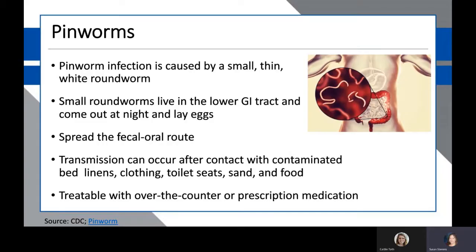Pinworms. This is an infection caused by small, thin, white roundworms. The small roundworms live in the lower GI tract and come out at night and lay eggs. They spread by the fecal-oral route, and transmission can occur after contact with contaminated bed linens, clothing, toilet seats, sand, and food. It's treatable with over-the-counter or prescription medication.